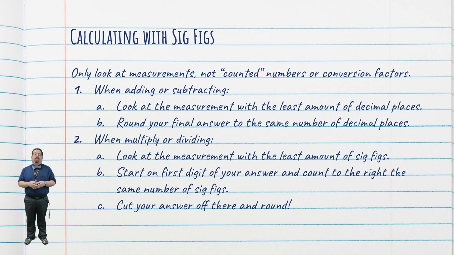So the 2 rules are very simple. For adding or subtracting, you look at whichever measurement has the least amount of decimal places, and then round your final calculator answer to the same number of decimal places. When we multiply or divide, we look to the measurement with the least amount of significant figures for guidance. Count the same number of digits in your final calculator answer, starting at the left, and when you've hit the same number of sig figs, cut your answer off there and round the rest of it.